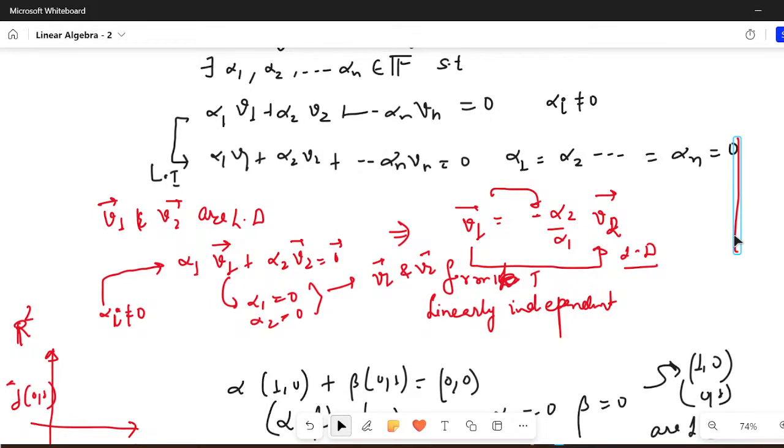Is that clear or not clear? Please do let me know. And we'll do a few examples to understand this concept all the more better. Is that clear?